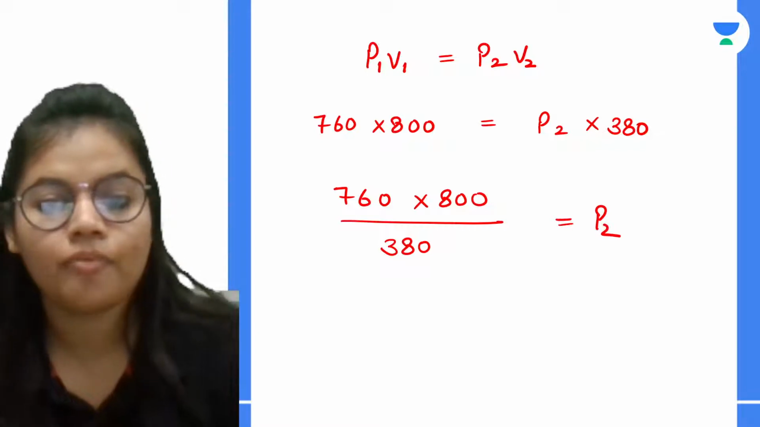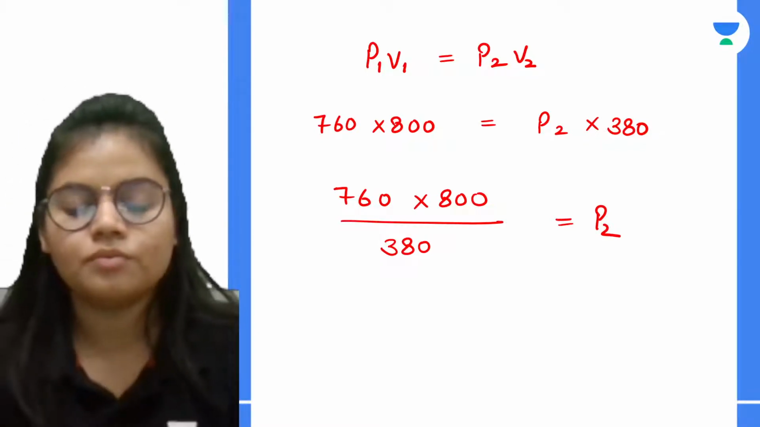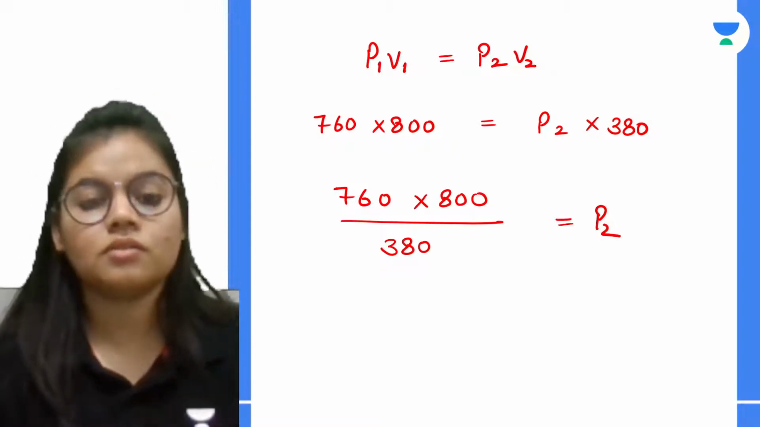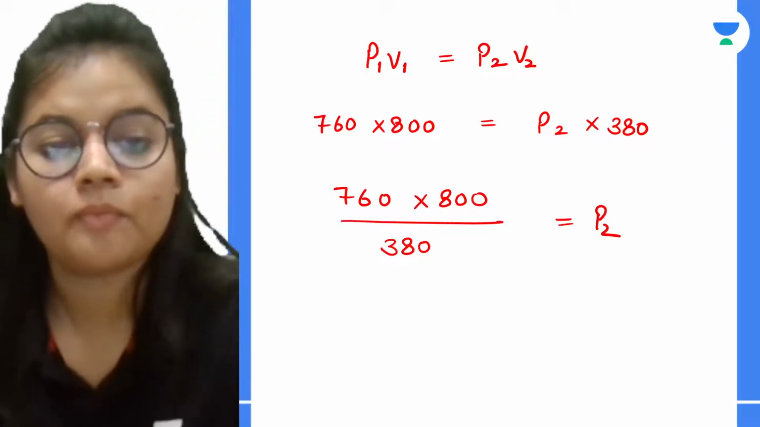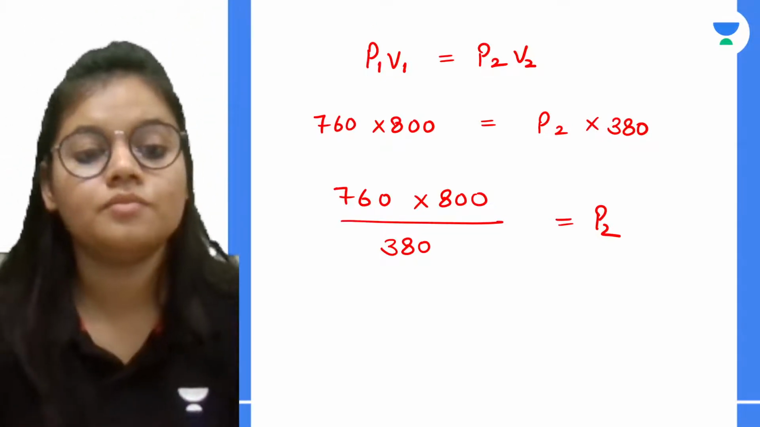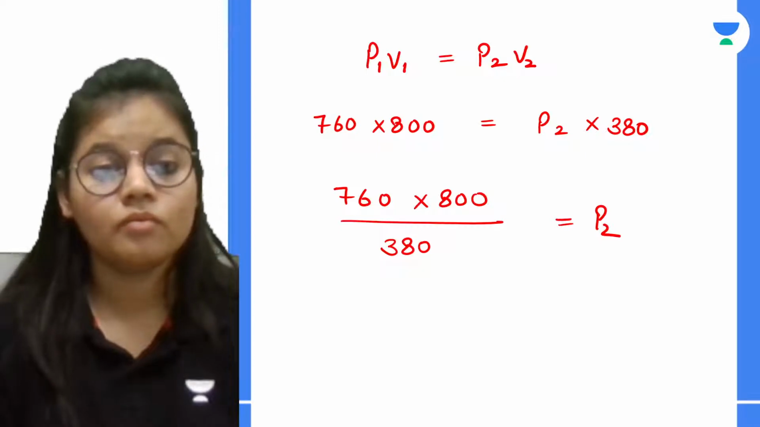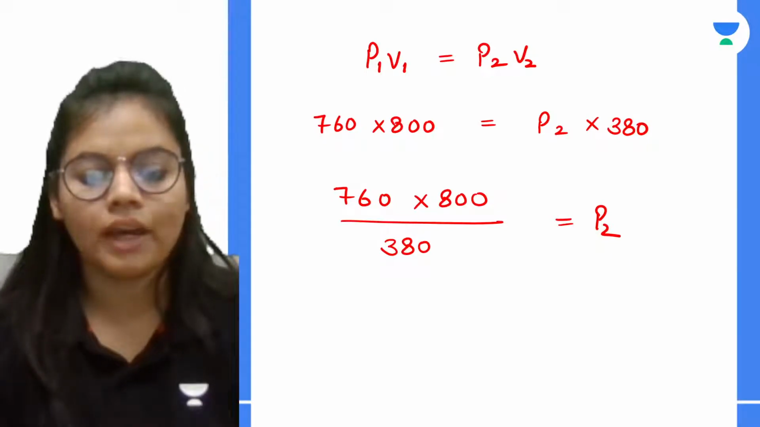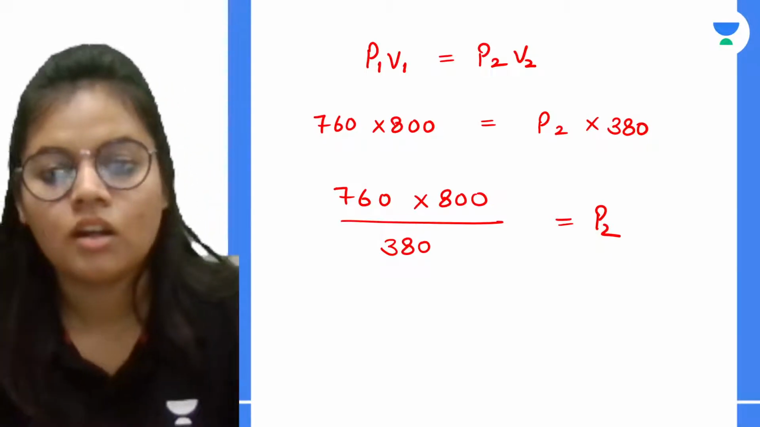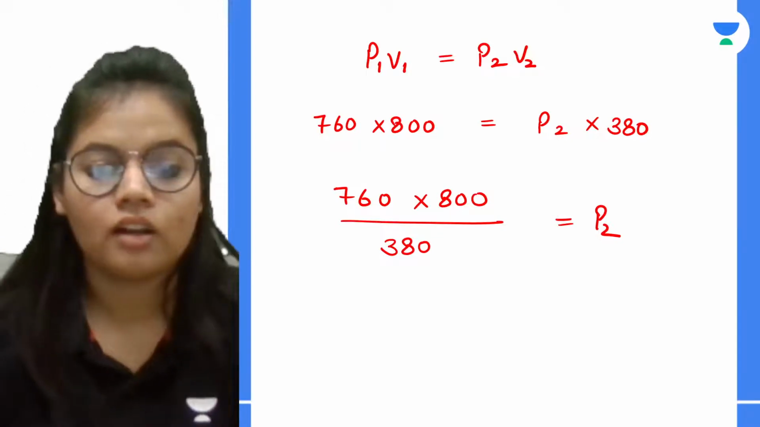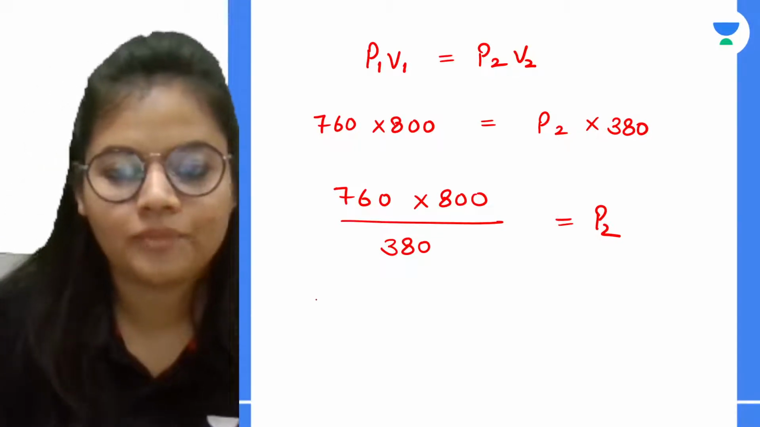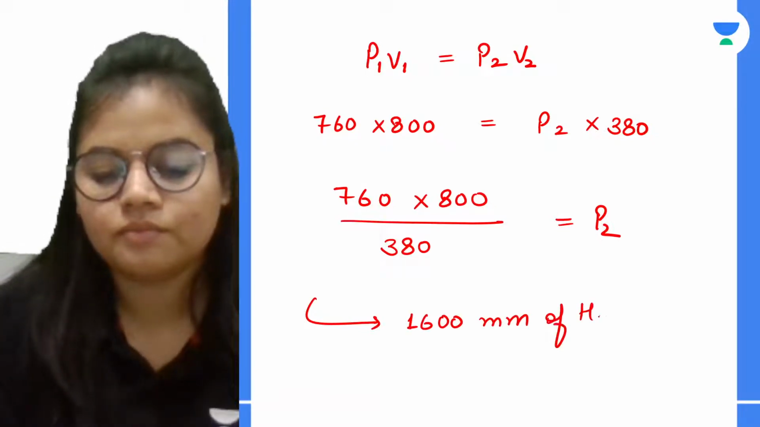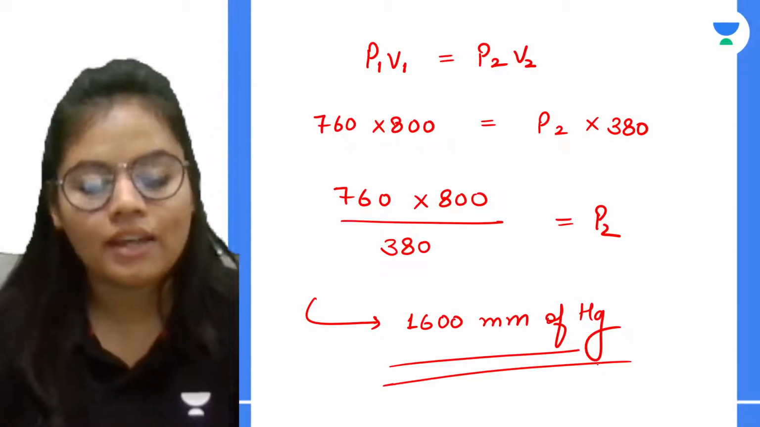Hello Veer, hi. What is the answer? The value of P2 is... It's just basic math, guys. So when you solve it, yes, correct, it is 1600 mm of mercury. So that is the correct answer.